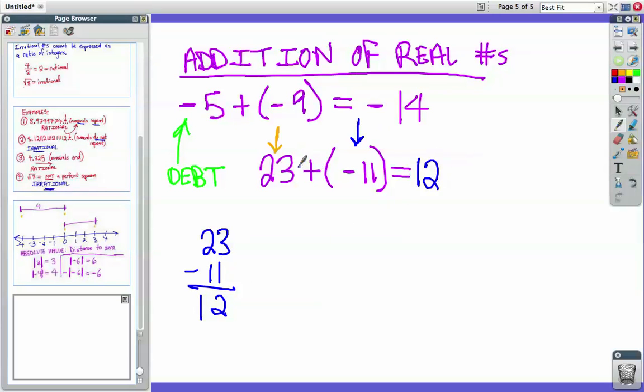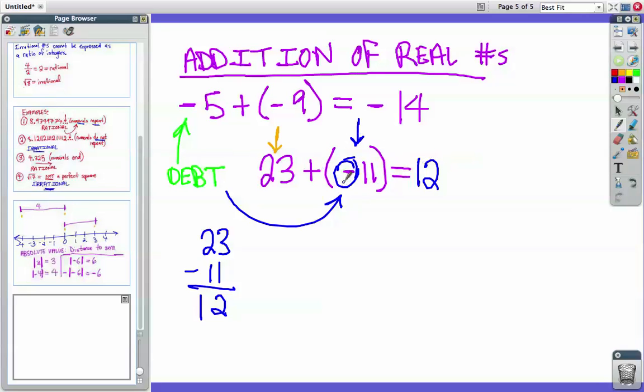So when you are adding a debt, it becomes a subtraction problem. Even though you're adding the negative, it's still a subtraction problem because this negative is always a debt. Basically you're adding $11 of debt to your 23. So 23 plus $11 of debt comes out to a total of 12, because you have to pay this person back the $11.